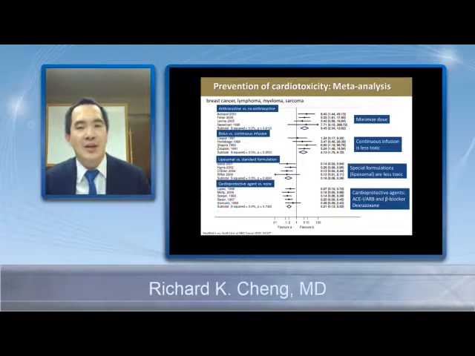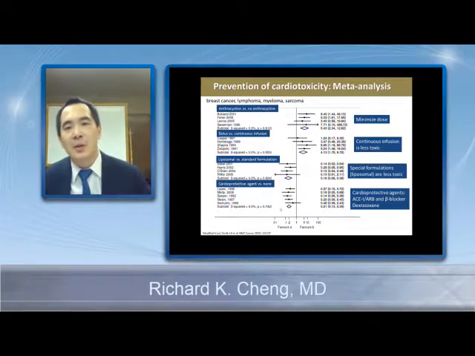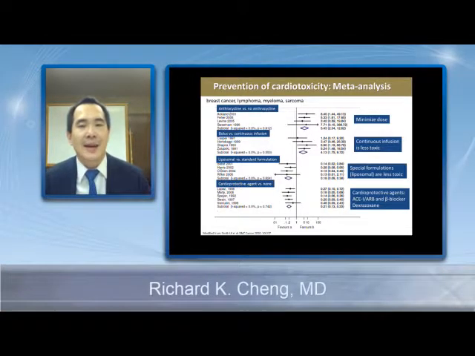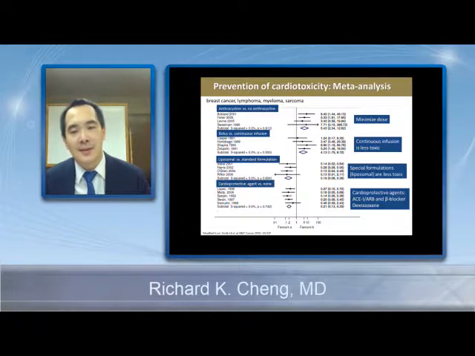What about cardioprotective agents? Do they work? This meta-analysis shows that if your patient receives a cardioprotective agent, their risk is lower than if they don't receive a cardioprotective agent. What do I mean by this? This includes ACE inhibitors, ARBs, and beta blockers for your high-risk patients. This also includes dexrazoxane, as I mentioned earlier, which protects against anthracycline cardiotoxicity.